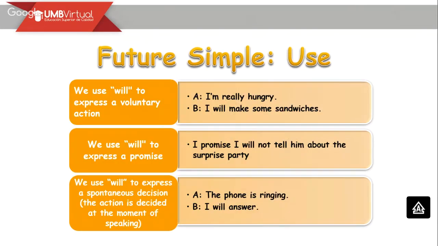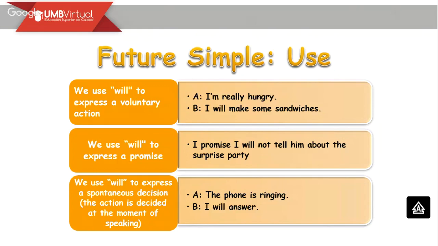Okay, let's continue. For future simple, as you can see right here, we're going to see some more specific information or examples according to this. We use will to express a voluntary action. We use will to express a promise. And we use will to express a spontaneous decision. The action is decided at the moment of speaking.